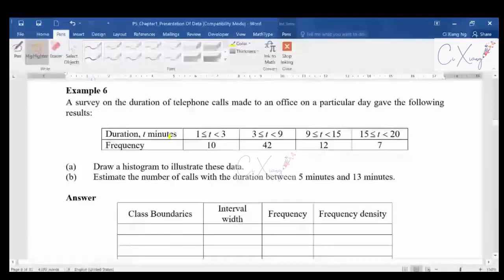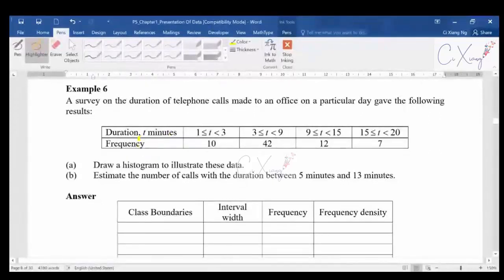This is the table that they give you with frequency, and they are talking about time, the duration of the telephone call. First they want you to draw a histogram, and after that they want you to estimate the number of calls with duration between 5 to 13 minutes. So how can we do that? First we need to draw the histogram.